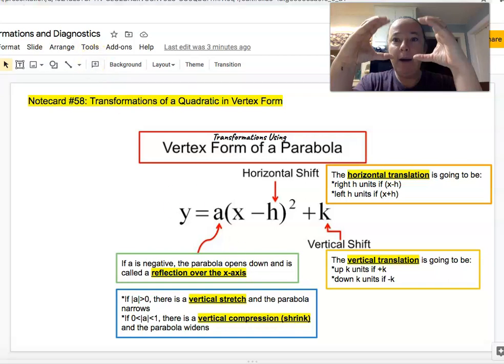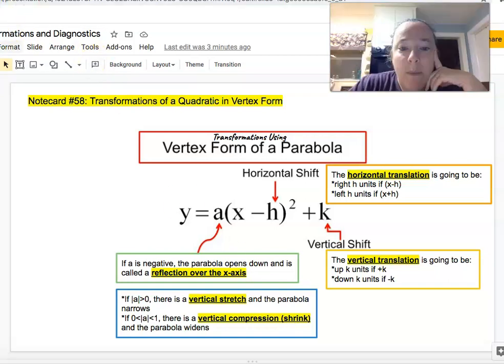I think it got frozen. Hold on. I don't know what's happened to me. On my screen it's frozen. I don't know if it's going to be on yours. But when we have a vertical, there we go.